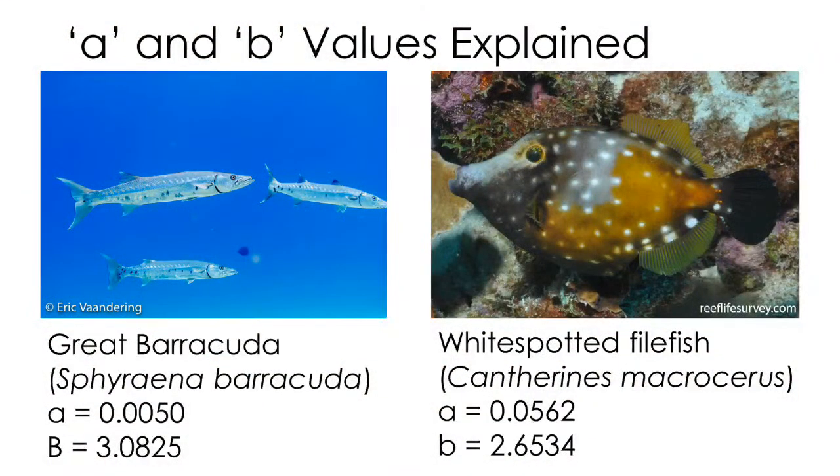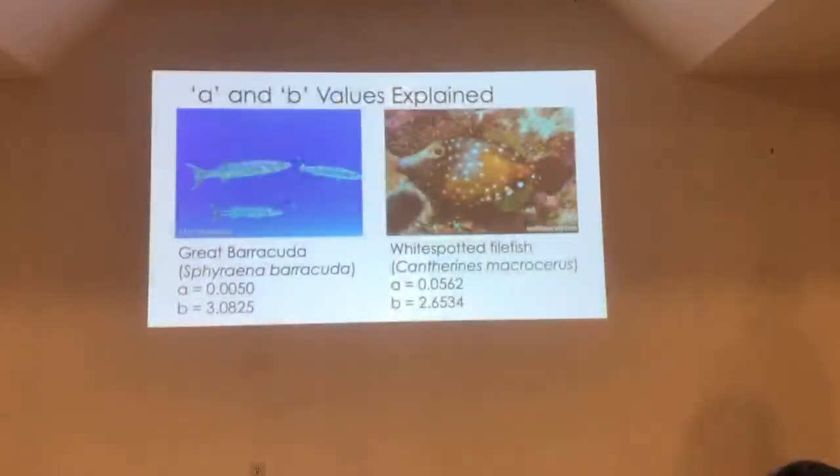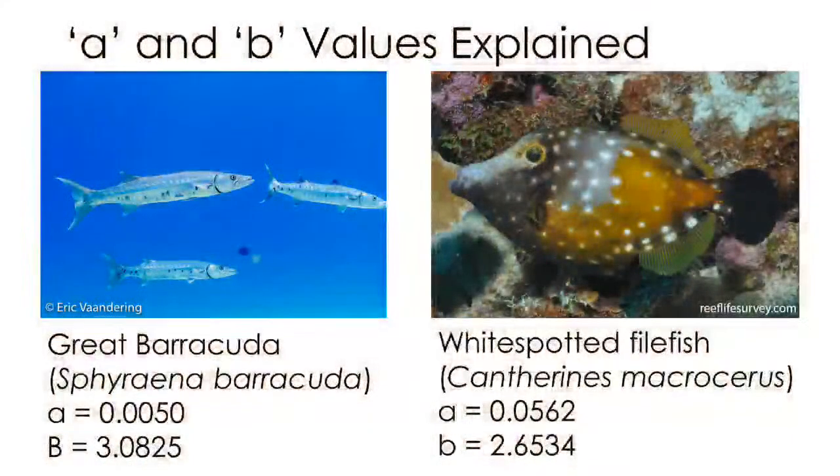Okay, so basically for morphology, right? So if we look at the great barracuda here, the morphology of it is completely different to our white-spotted filefish. So if we had a 20 centimetre barracuda, for argument's sake, and a 20 centimetre filefish, and we wanted to estimate the weight, if we just used the length and everyone had the same A and B value, then we'd get the same value every time, which wouldn't really show us anything. So by having different A and B values, we can get somewhat of an estimation of the weight of the fish.